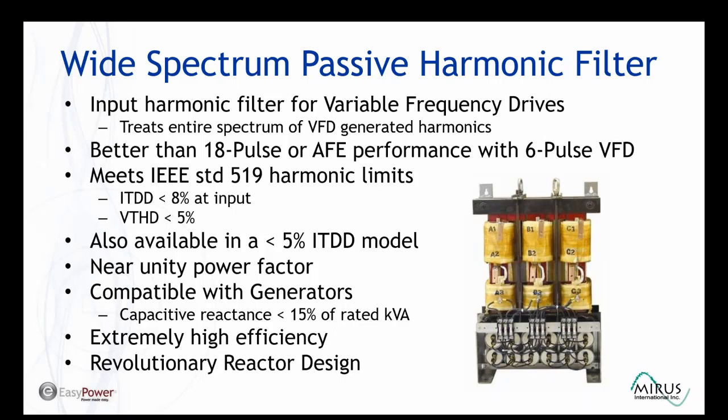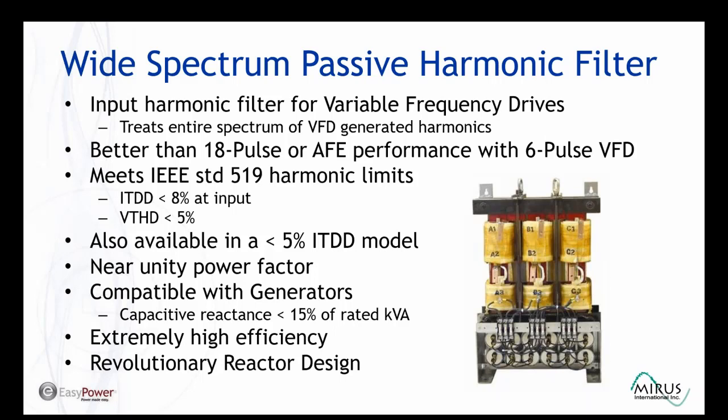You can guarantee to meet the IEEE 519 harmonic limits of total demand distortion of less than 8% at the input, voltage distortion of less than 5%, or today's 2014 version of IEEE 519 actually relaxes that total harmonic distortion to 8%, but it can guarantee the performance of less than 5. And there are models available that can get current distortion down to less than 5% if that is necessary on applications where the short circuit ratio is less than 20.